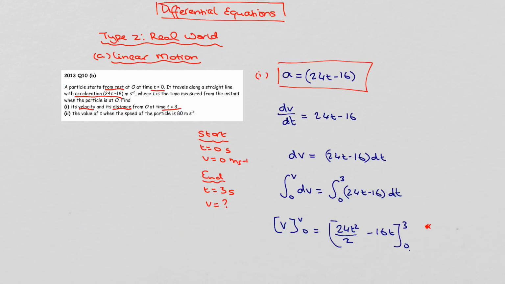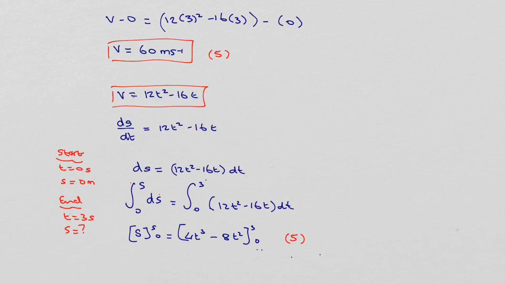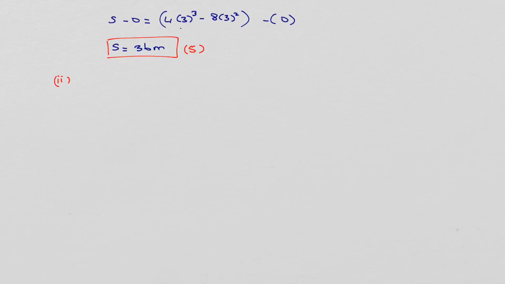Okay, so if we go back to the question, the next part says then, find the value of t when the speed of the particle is 80 meters per second. So in other words, we have worked out our velocity equation here. So if we know what v is, we can then work out what the time is. So this is part 2. So we say that v is equal to 12t squared minus 16t.